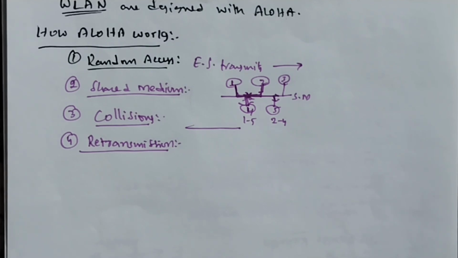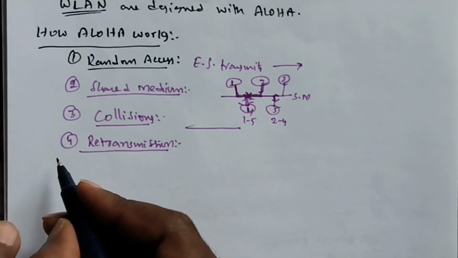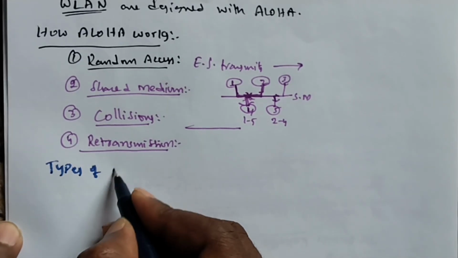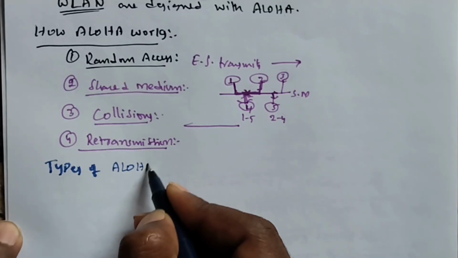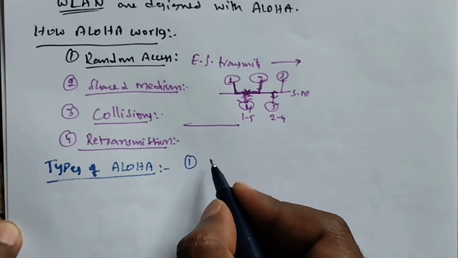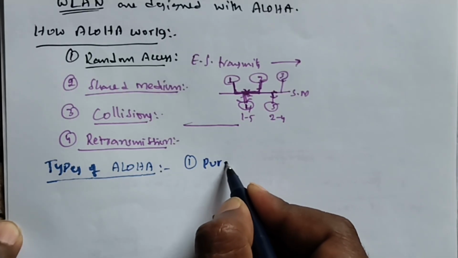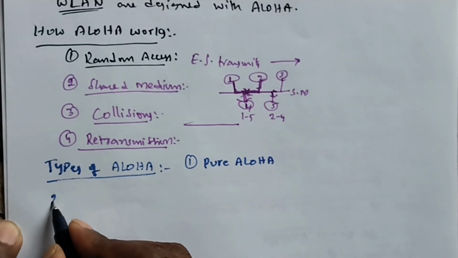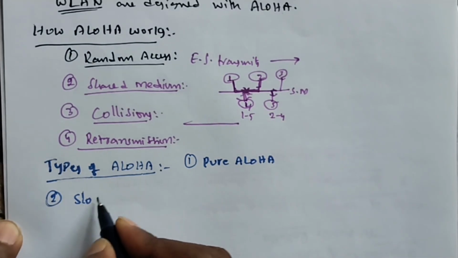Now we'll see what are the types of Aloha. We have two types of Aloha. The first type is pure Aloha. The second one is slotted Aloha.